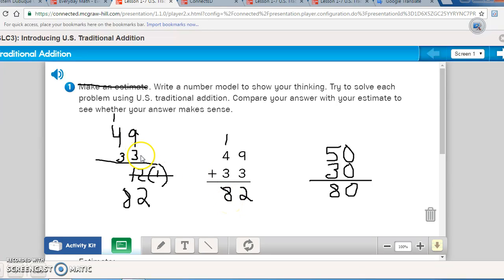I also did it in the method I just showed you. I added the ones columns. 9 and 3 gave me 12, and look at it in parentheses, ones. Well, I know I have a group of 10 out of 12, so I crossed that off and put the 2 down here and carried that group of 10 up here. Now I add the tens column. 4 plus 1 is 5, plus 3 is 8, for an answer of 82.